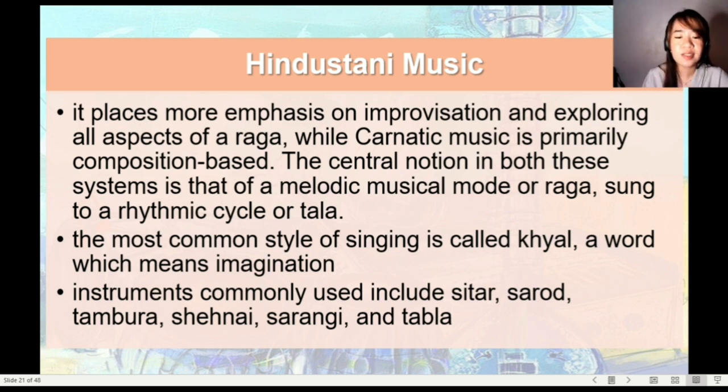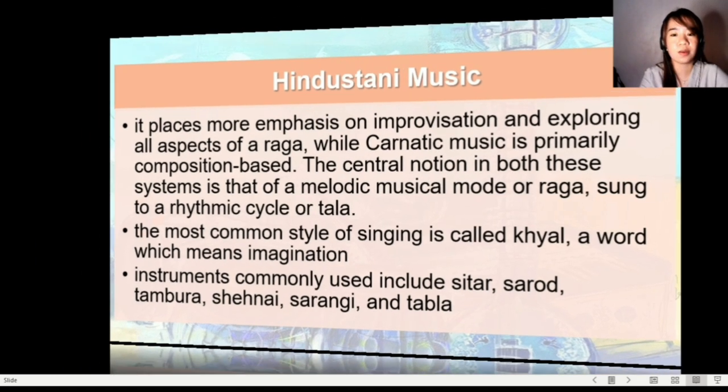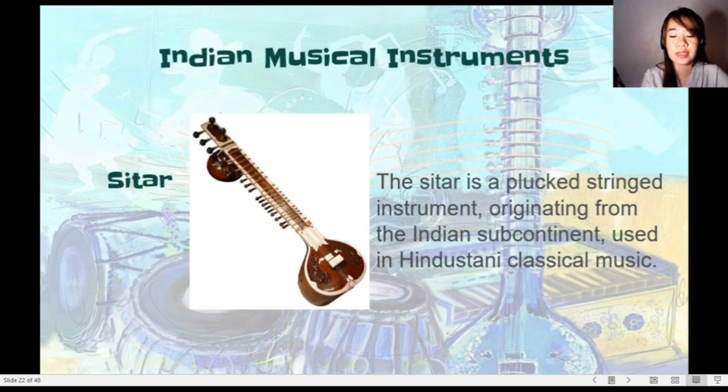Instruments commonly used include sitar, sarod, tambura, shehnai, sarangi, and tabla. So, six common instruments used in Hindustani music. So let's learn about them. Here's the first one, sitar.